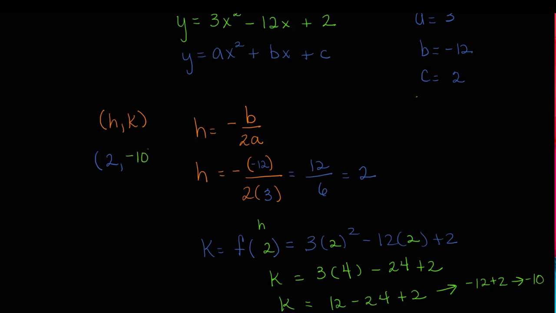It looks like my parabola has a vertex at 2, negative 10. And that also means that my axis of symmetry, I know that too, just from this. It is the equation x equals 2, because that's the x coordinate, and that's where that vertical line is going to go through.